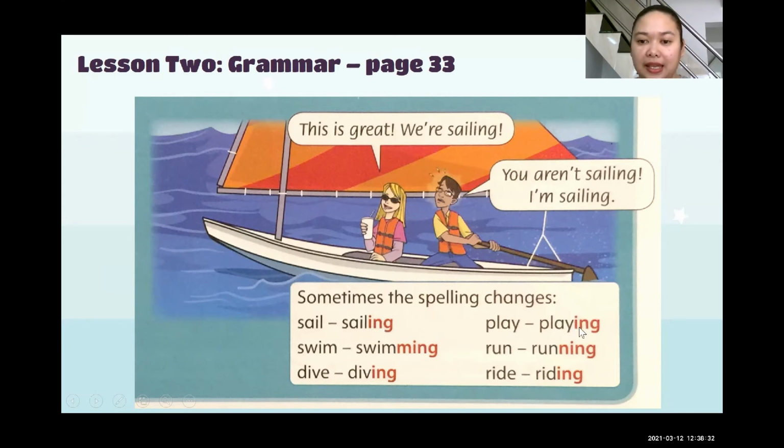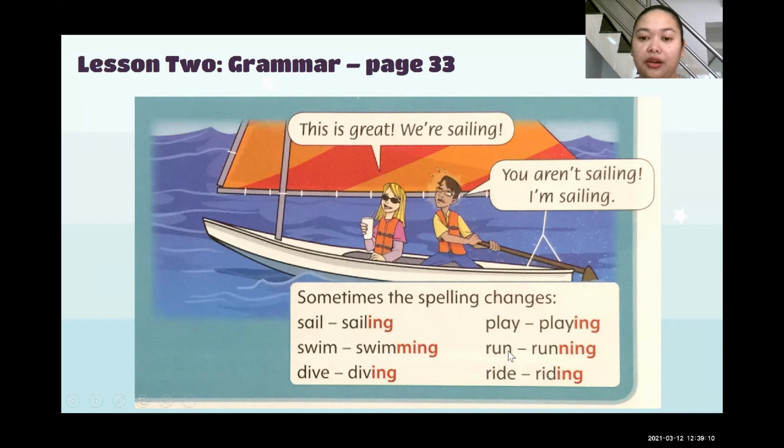Play. Playing. No need to change the spelling, just add the ing. Playing. Now look at the next word, swim. Here our word ends with consonant, vowel, consonant. So if our word ends with consonant, vowel, consonant, then we have to double the consonant or double the last letter and add ing. Swimming. Swim plus m i n g.